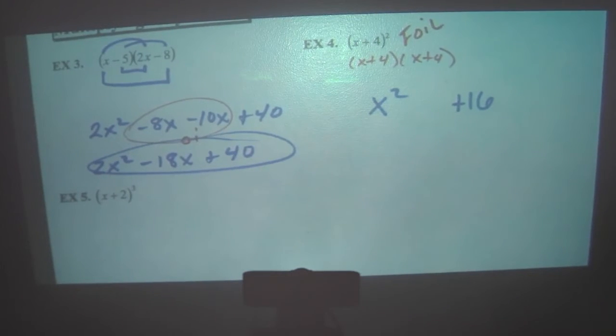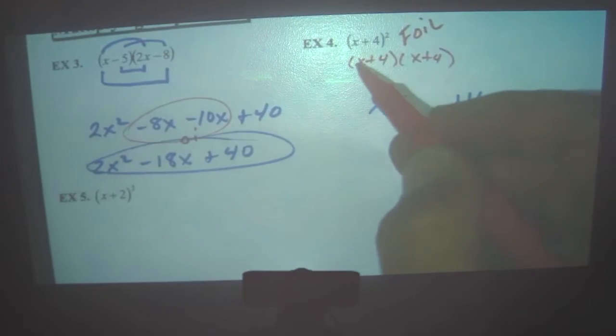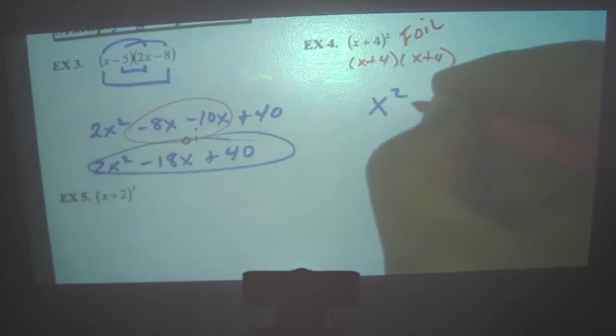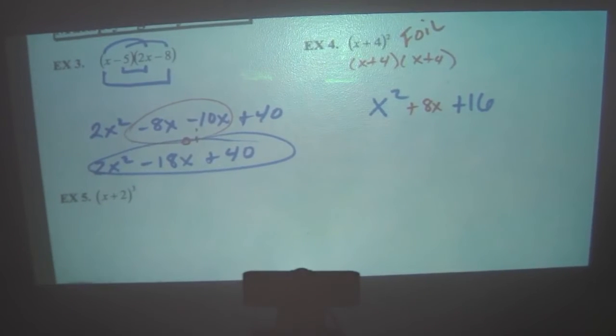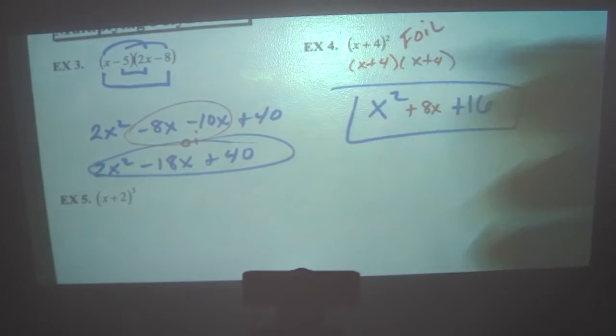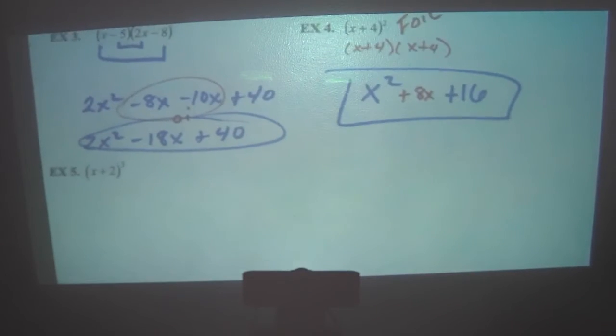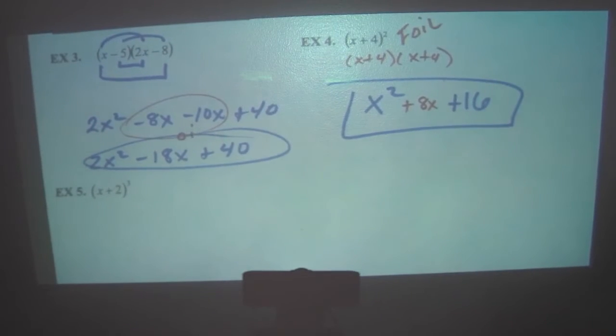So I go through the process. X times x is x squared, 4x and 4x is now 8x. Add those two together for your outers and inners, and then your last term is 16. So don't forget to FOIL those guys. Okay, or it's going to be wrong.